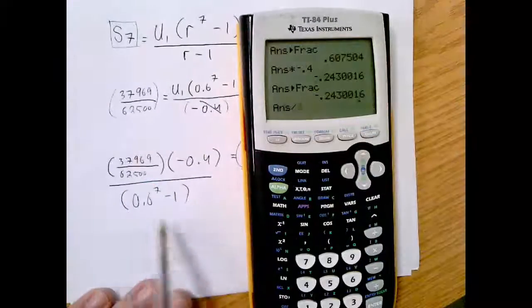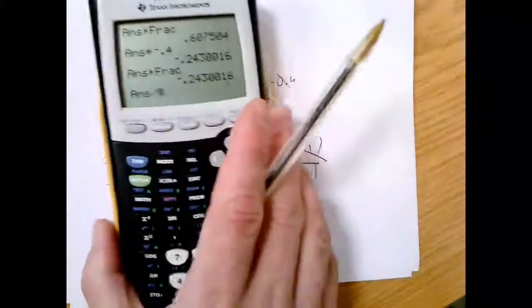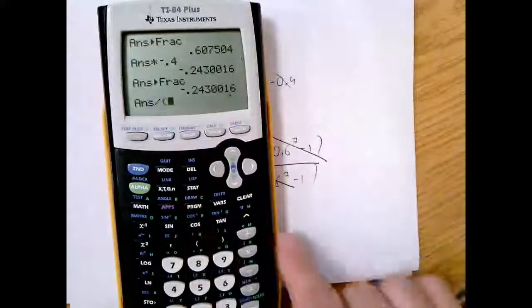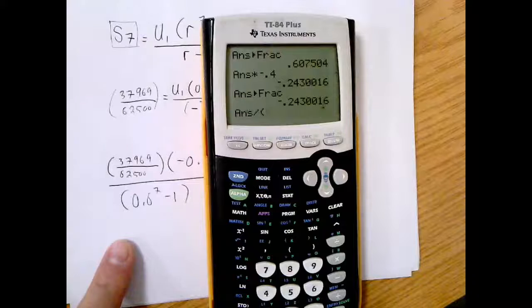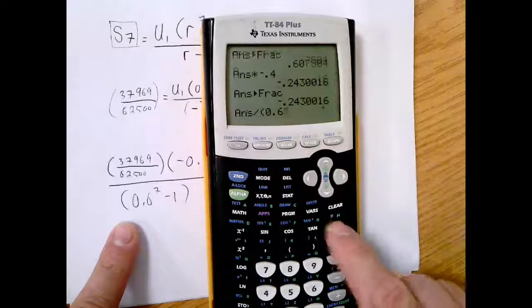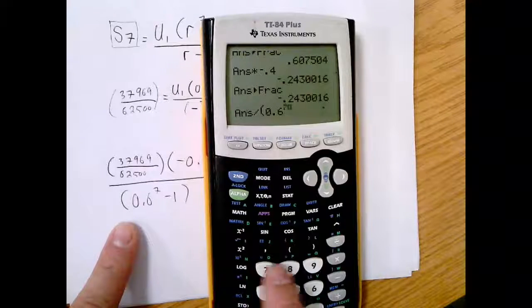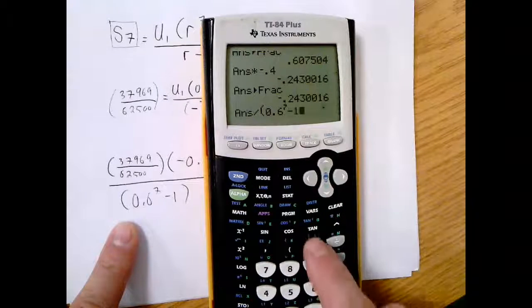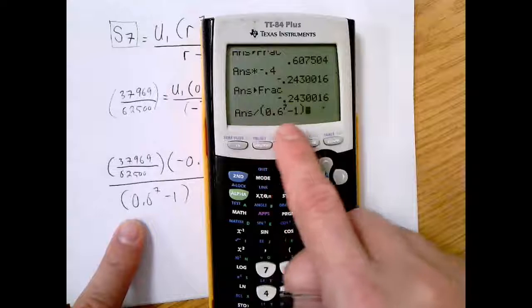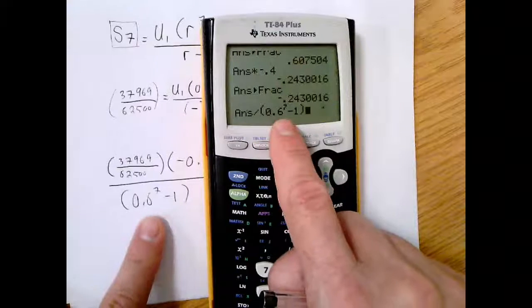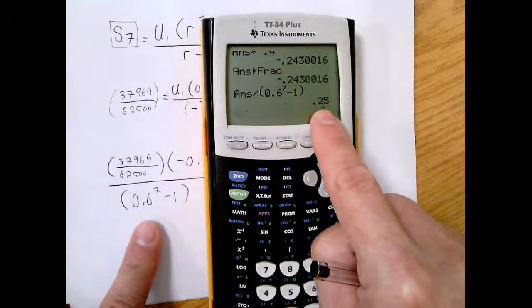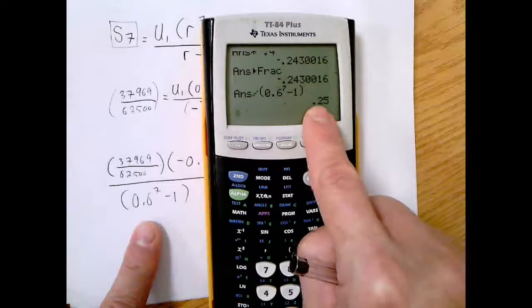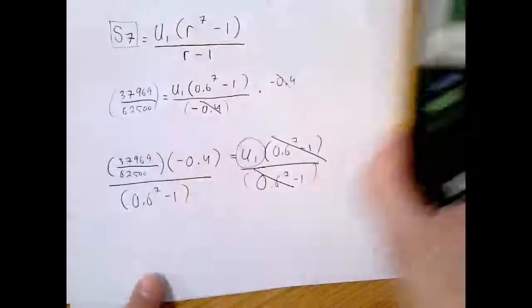Well, I'm going to divide it by this down here, and I can actually just punch this in if I'm careful, right? I make my parentheses. I put, so you can actually see it, sorry, 0.6, okay? I raise it to the 7th power, subtract 1. And you can see here, I'm plugging in exactly what I have in that denominator. I hit enter. And I know now my first term is 0.25. Or we can call that 1/4.